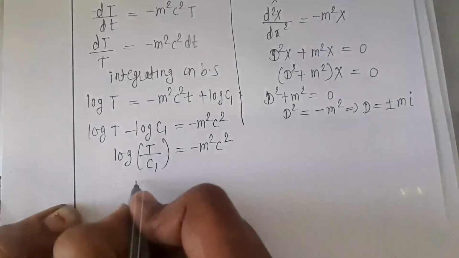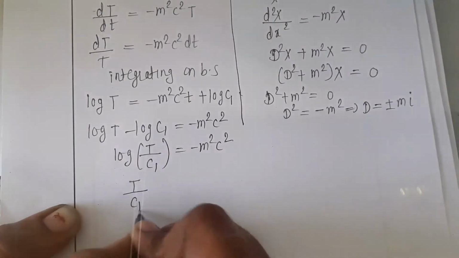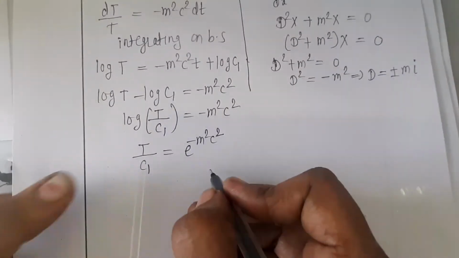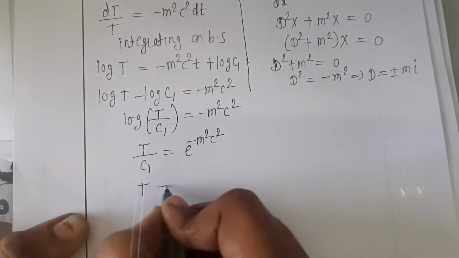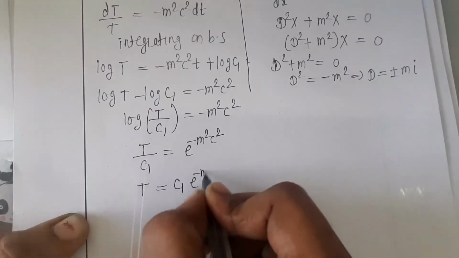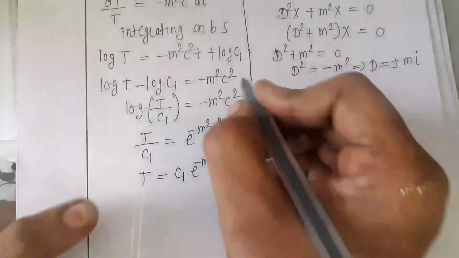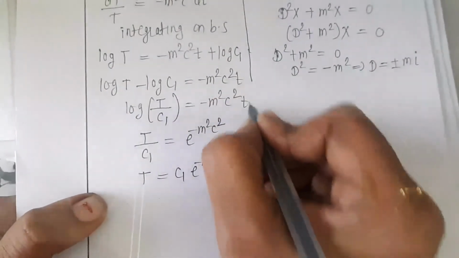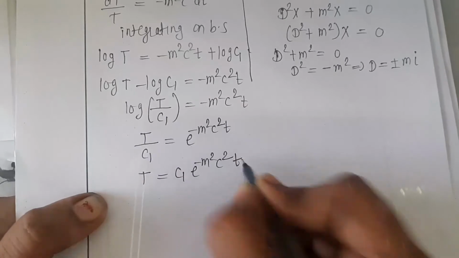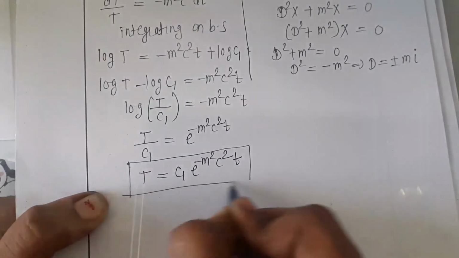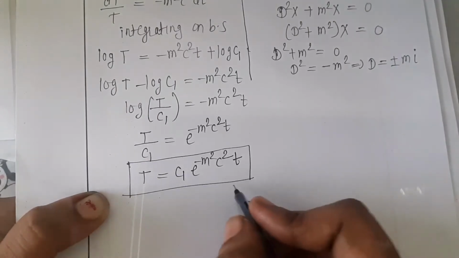So shifting it, t by c1 is equal to e to the power minus m squared c squared t. Now t can be written as t is equal to c1 into e to the power minus m squared c squared t. So this is the first solution. So the t solution obtained is c1 into e to the power minus m squared c squared t.